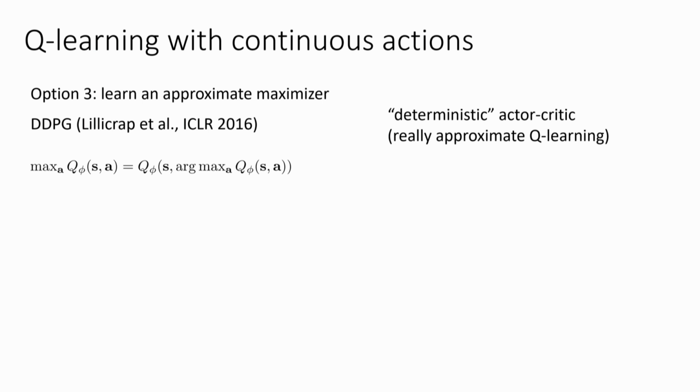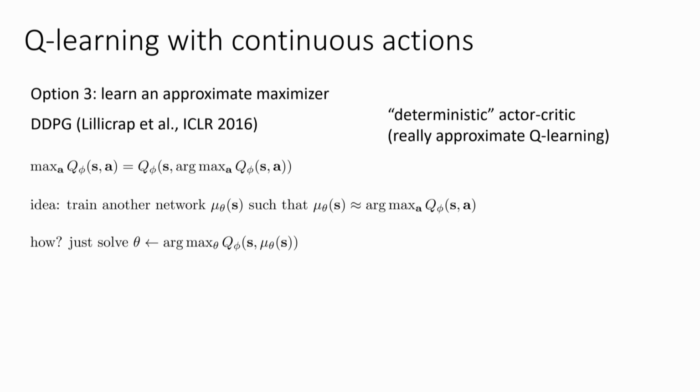Remember how we could write the max of the Q function as the Q value evaluated at the argmax. Now here the hard part is the argmax, because if you have a continuous action, evaluating the argmax is hard. So what we'll do instead is we'll train another neural network that we're going to call mu of s, such that mu of s approximates the argmax. So mu of s outputs an action, and it's trained so that that action is as close as possible to the argmax of the Q function. How do we train it?